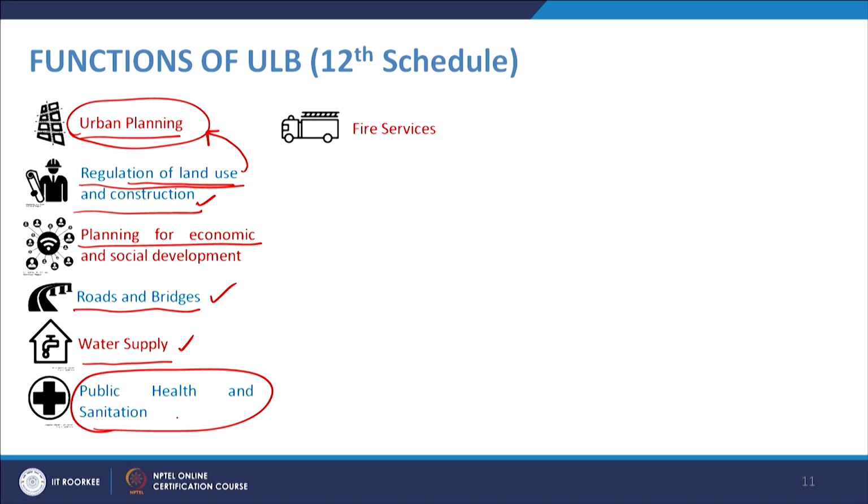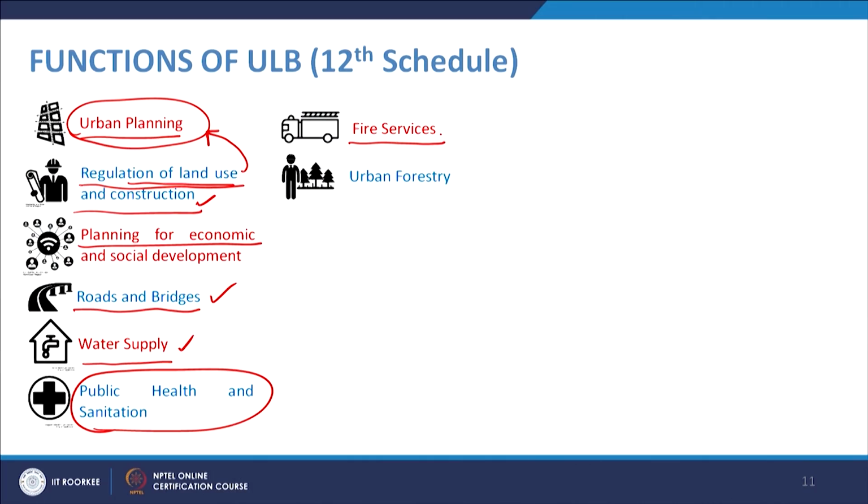Then is the fire service. In terms of the risks and disasters caused by fire or other reasons in urban areas, there should be a dedicated team and dedicated infrastructure and equipment which can tackle fire. So, fire service is a very important job.